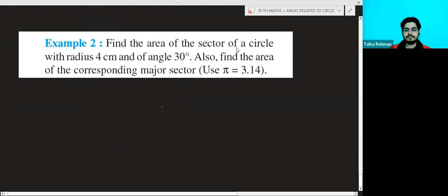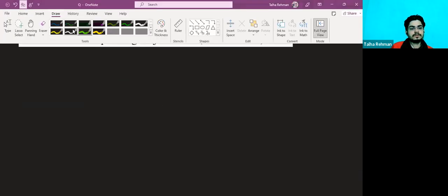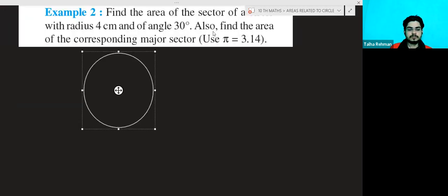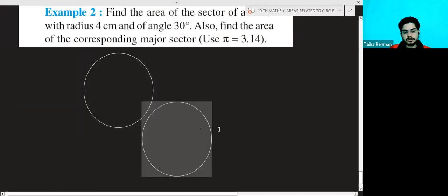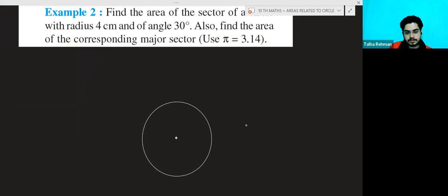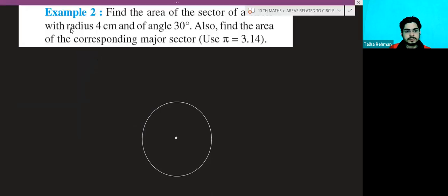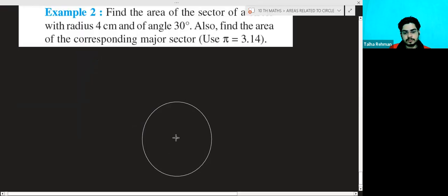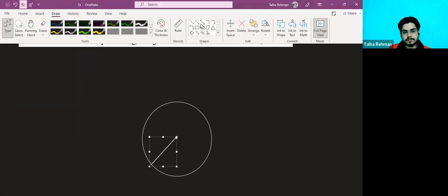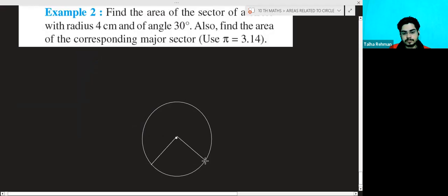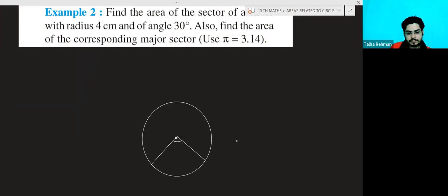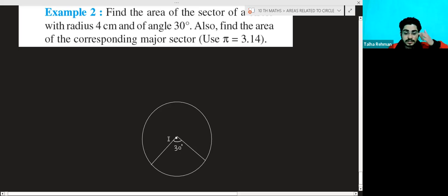Find the area of the sector of a circle with radius 4 centimeter and of angle 30 degrees. Also find the area of the corresponding major sector. So in this question, this is a circle and this is the center of the circle, and there is a sector like this making an angle of 30 degrees. This angle is 30 degrees. So this is the sector and this is also a sector. This is a minor sector, this is a major sector.